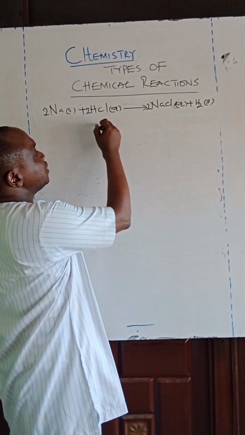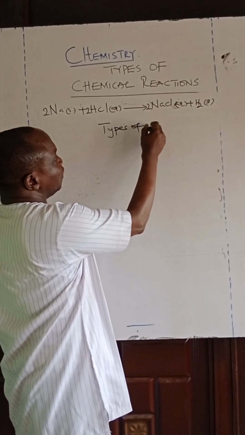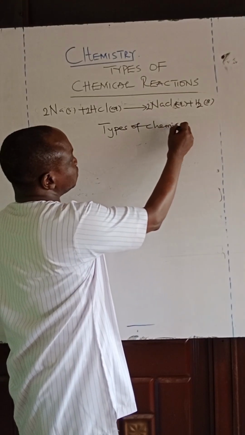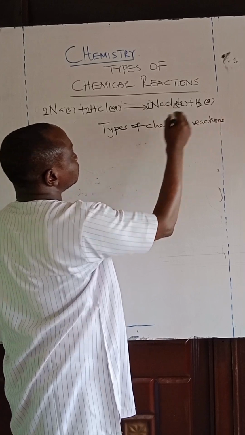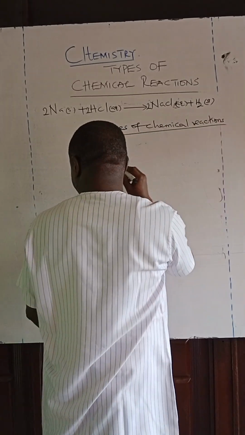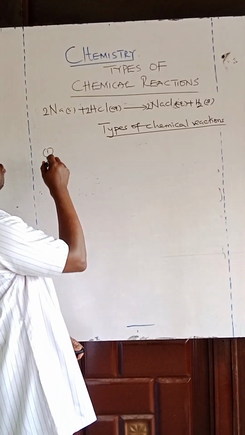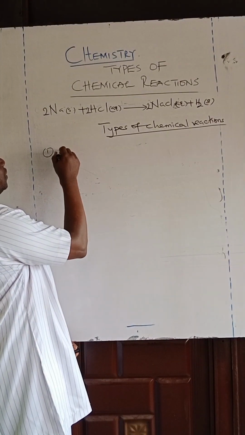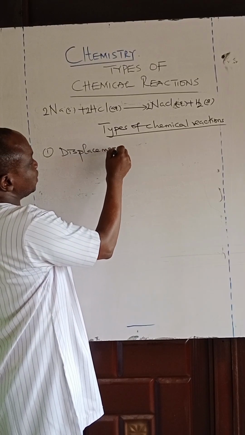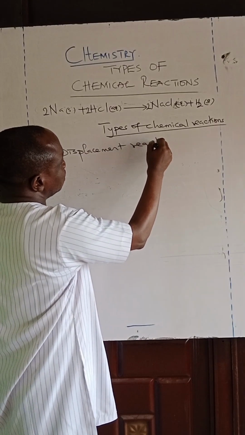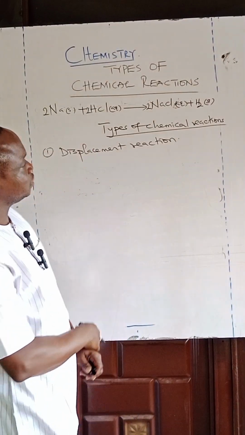Then we want to see types of chemical reaction. Number one, we want to see displacement reaction. That's number one, displacement reaction.